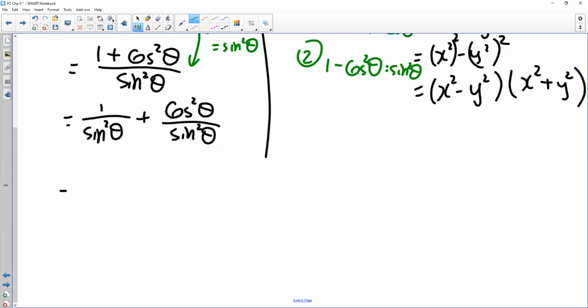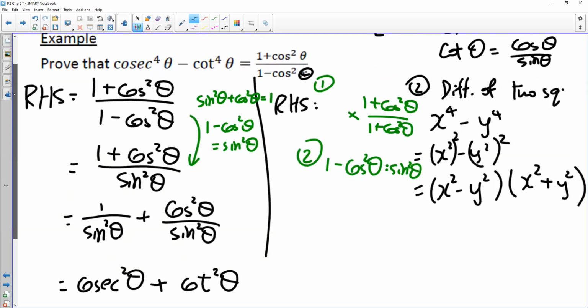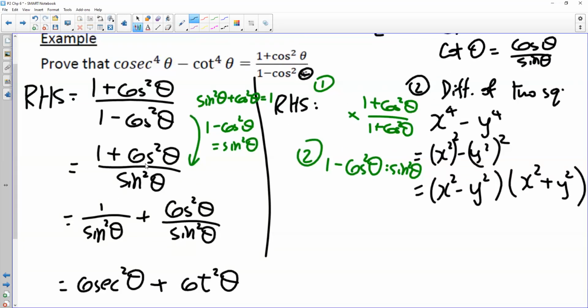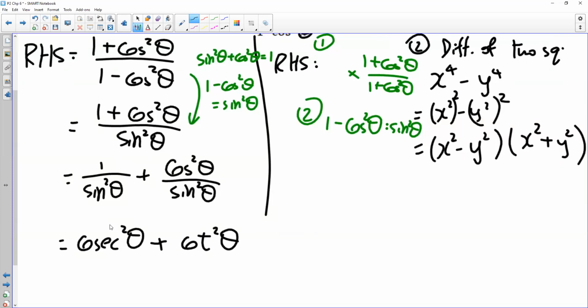So 1 over sine squared is cosec squared theta, plus cos squared over sine squared is cot squared theta. Now, if I compare my answer to the left side, I see I've got cosec, I've got cot, but the difference is they're power of 2 instead of power of 4, and there's a plus instead of a minus. So here, students usually, or even myself, will struggle: how do I make the power bigger? It's quite difficult. From there, I'll probably abort mission or just leave my answer like this, because I've run to a dead end, a cul-de-sac.